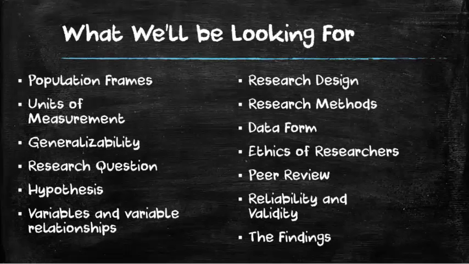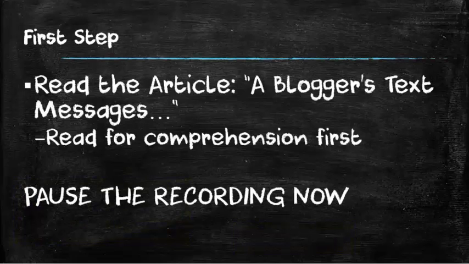validity. In this particular lecture, we're going to talk about how to find a hypothesis in what you're reading. We're going to talk about variables and variable relationships, meaning the relationship between independent and dependent variables. And then we're also going to talk about how to find the research findings or the conclusions that researchers came to. Okay, so for a first step in this particular lesson, I'm going to ask you to pause the recording and read the article linked to the lesson titled A Blogger's Text Messages.